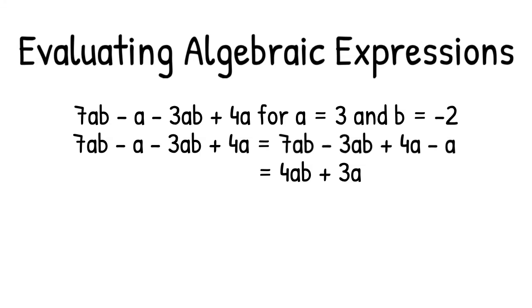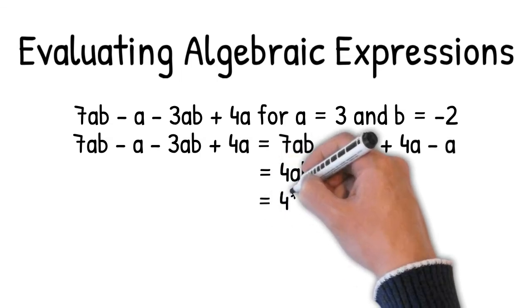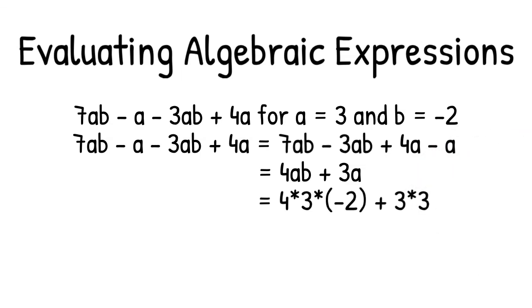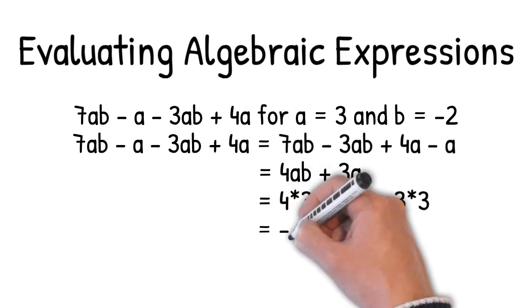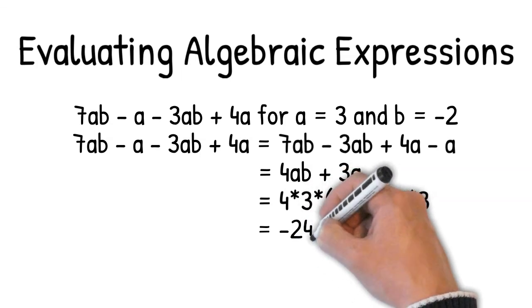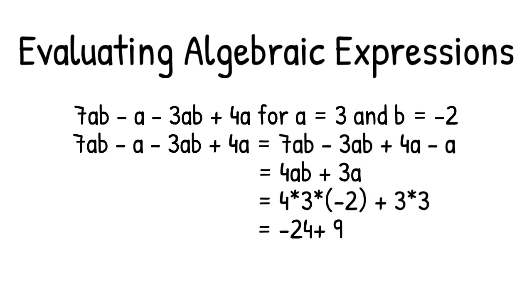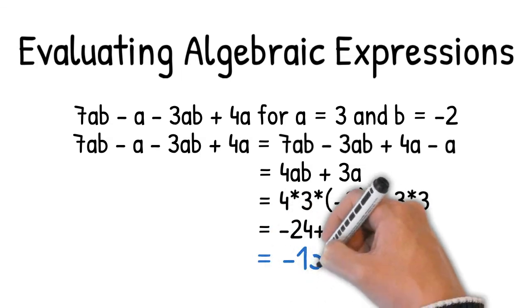Now we're ready to substitute in 3 for a and negative 2 for b. Remember, when you put in negative numbers, put them in parentheses. So we end up with 4 times 3 times negative 2 plus 3 times 3. Now, using the order of operations, 4 times 3 is 12, times negative 2 is negative 24, plus 3 times 3 is 9. Negative 24 plus 9 is negative 15.